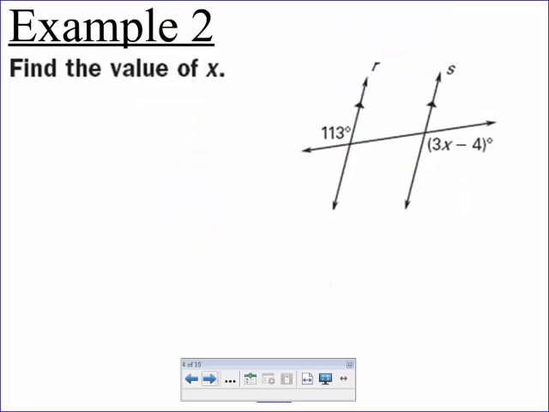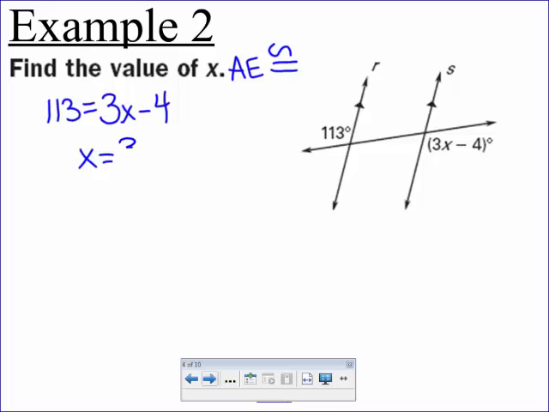All right, let's throw some variables in and do some algebraic work. When we're asked to solve for x, what I always ask you to do first is think, what type of angle pairs are these? Well, this angle pair, the 113 and the 3x minus 4, are alternate exterior angles. What do we remember about alternate exterior angles? They are congruent when lines are parallel. So our equation is 113 equals 3x minus 4. Go ahead and solve that. Hopefully you got x is equal to 39.